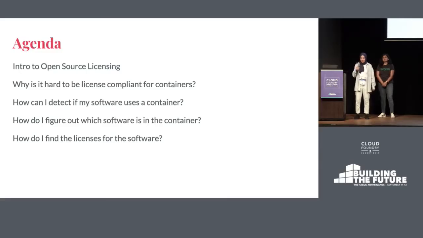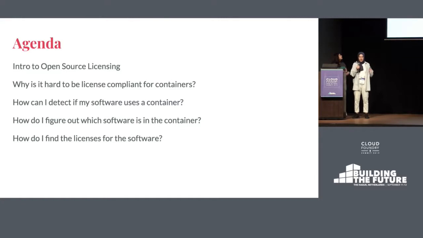And our agenda for today. So we're going to do an intro to open source licensing. We're going to talk about why it's hard to be license compliant for containers, how to detect if our software actually contains containers, how to figure out which software is in the container, and then how do we find the licenses for that software.